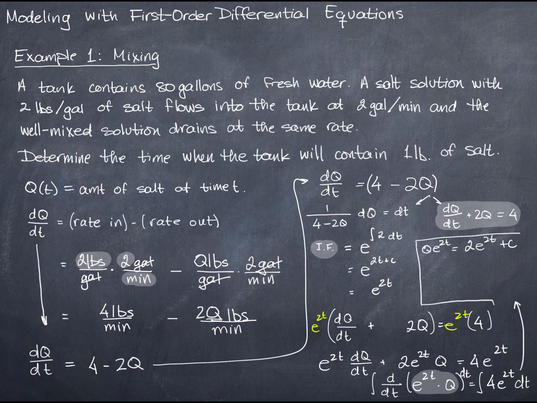And what's left to do now is to divide both sides of the equation we have at this point by e to the 2t. So now I have q equals 2 e to the 2t plus c all over e to the 2t, which if I split that up into two fractions gives me 2 e to the 2t over e to the 2t plus c over e to the 2t. And this is our general solution to this differential equation.